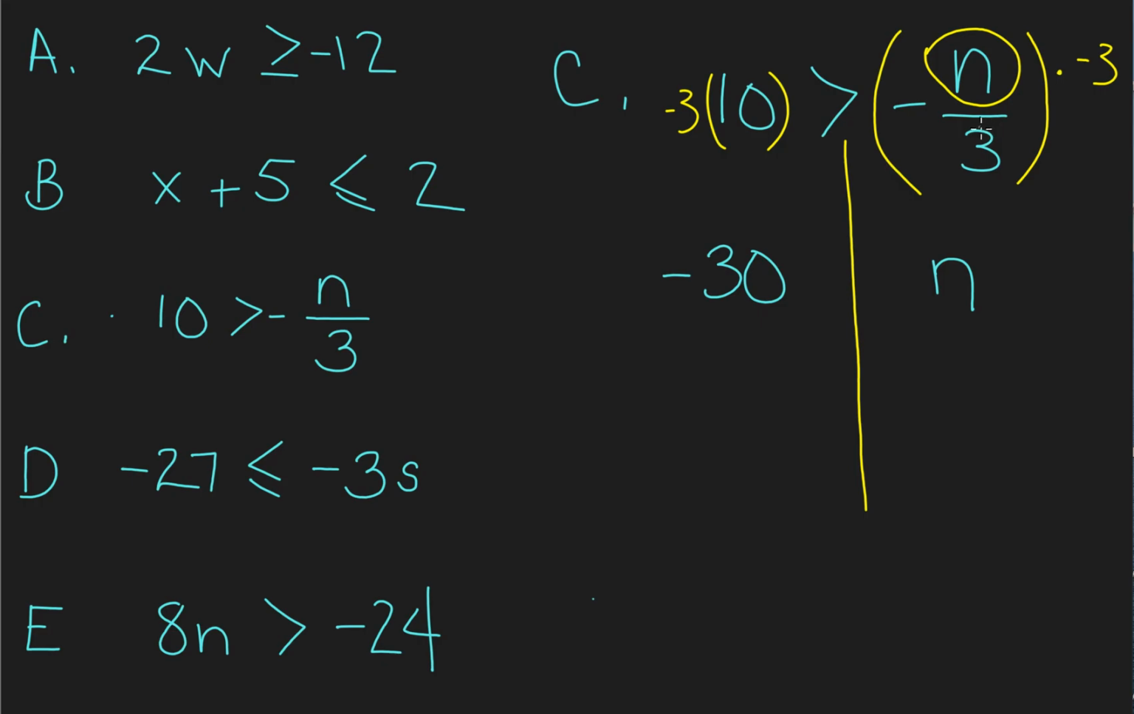Now pay attention to the yellow. This is what we introduced to the problem. This is a multiply by a negative. That's our special case, so we flip that inequality sign.